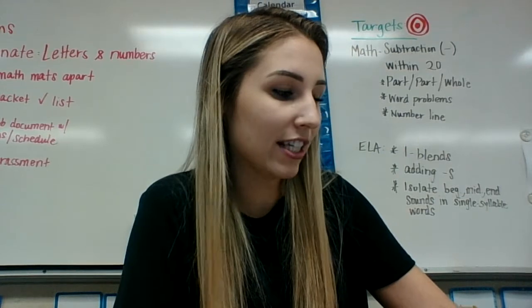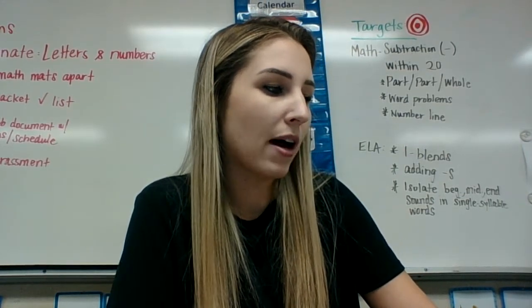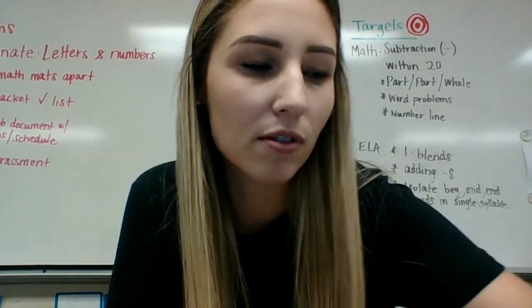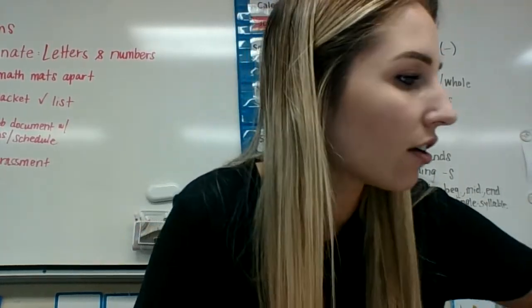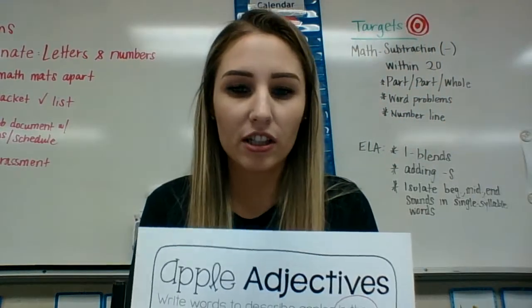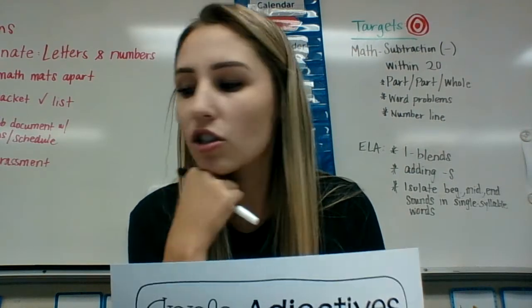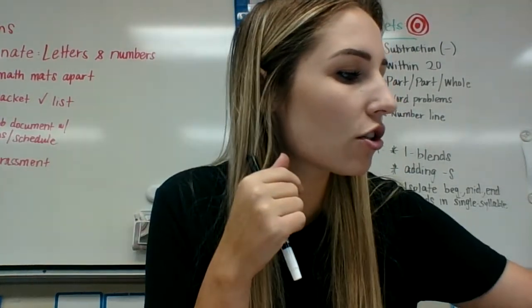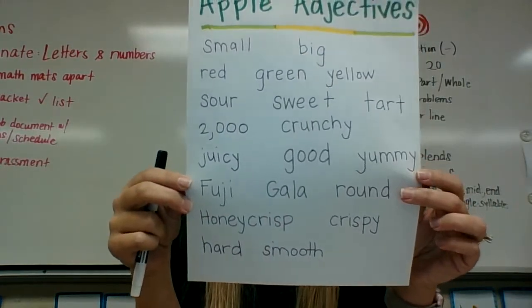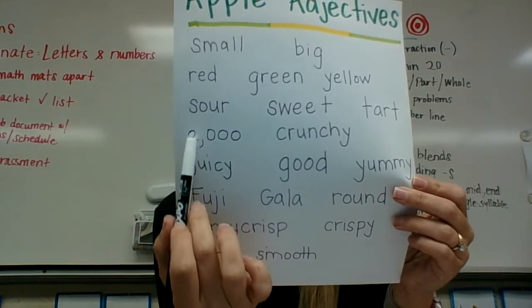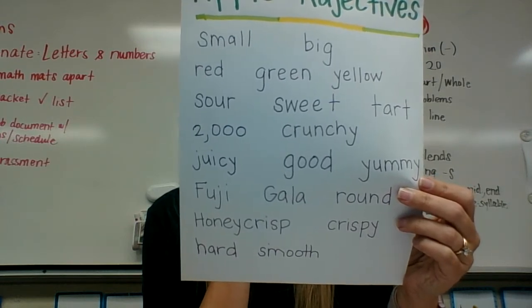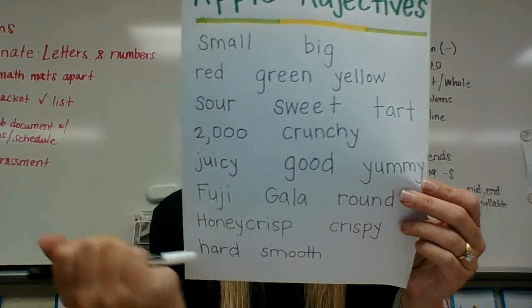After that, we watched a Mystery Science video that told us all about how if we plant different apple seeds, we get different types of apples. And then after we watched that, we described apples on our apple adjective page. So think of words to describe an apple. Describe the different colors, describe the taste, describe how it feels. In the video, it told us that there are 2,000 different kinds of apples. There's so many. Talk about the size.